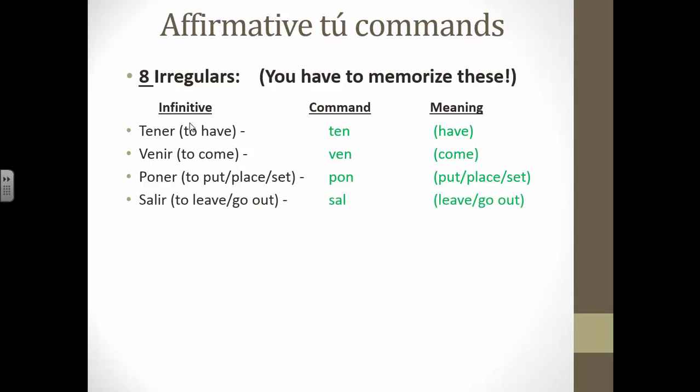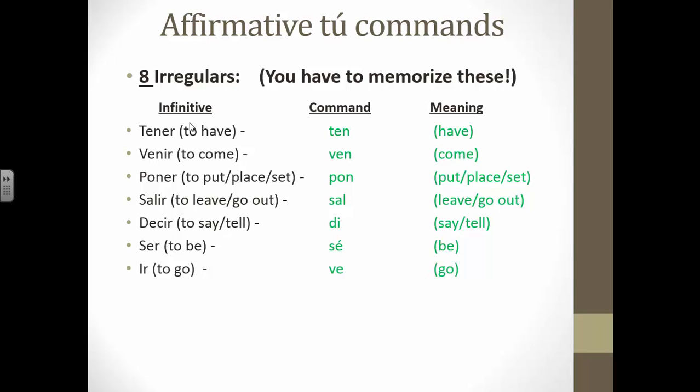Salir's irregular form is sal. That would be to tell someone to leave or to go out. Decir is to tell, so if you want to tell someone, say this, or tell someone this, you say di. Ser is to be, so if you want to tell someone be something, you say sé. Ir is to go, so if you want to tell someone to go, you say ve.